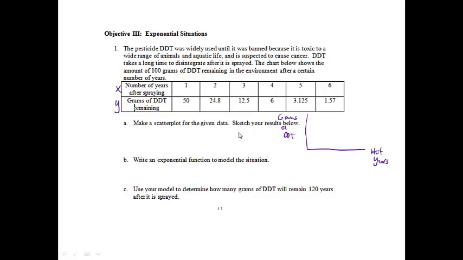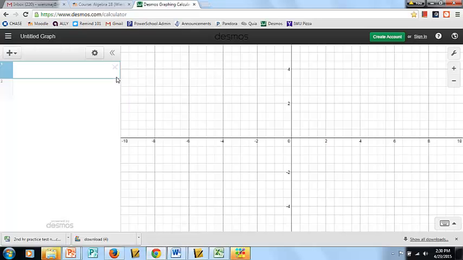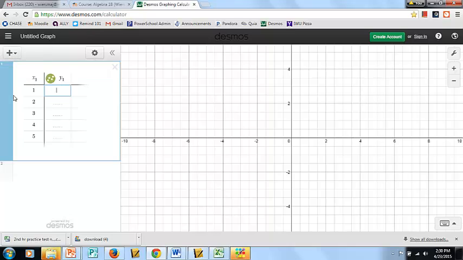And actually, I'm going to allow us on this one to use the Desmos on our computer, so that's exactly what we're going to do right now. All right, so we're in Desmos right now, and what we are going to do, if you recall, we are going to hit the plus sign to give us a table. So I'm going to go to table and just plug in the values 1, 50, 2, 24.8, 3, 12.5, 4, 6, 5, 3.125, and then we'll get a 6, 1.57.